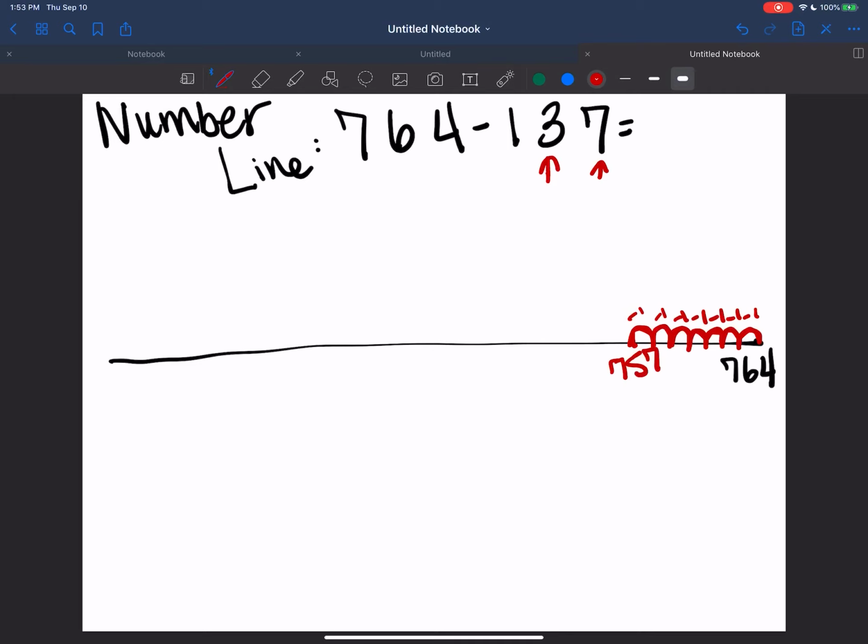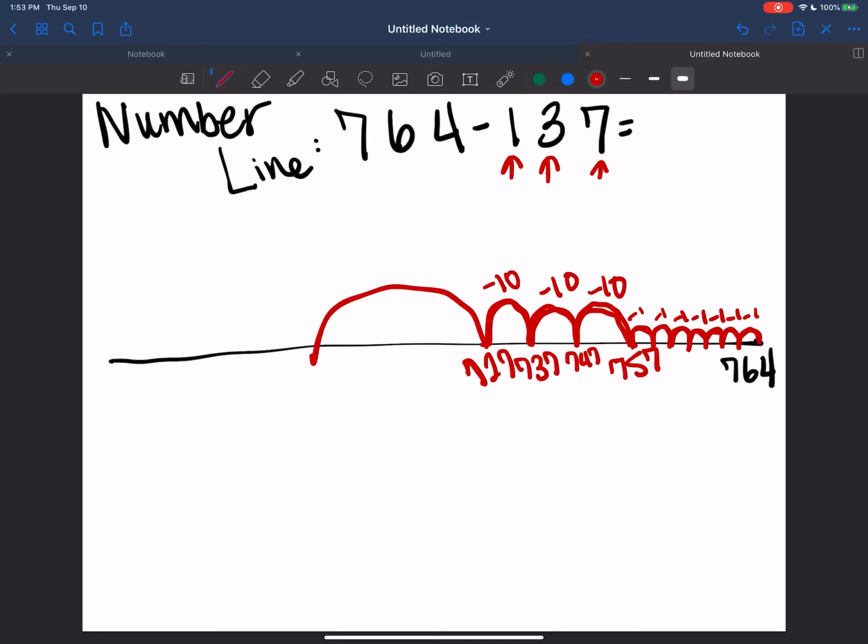Now I jump to my tens. I'm going to make 3 jumps of 10. 1, 2, 3. And each one is minus 10. Now I'm going to count backwards by 10. So 757, 747, 737, 727. Now I can move to my hundreds. I'm going to make one big jump of 100. We're going to go back 100, and we're left with 627, which is exactly what we got there. So that is our difference.